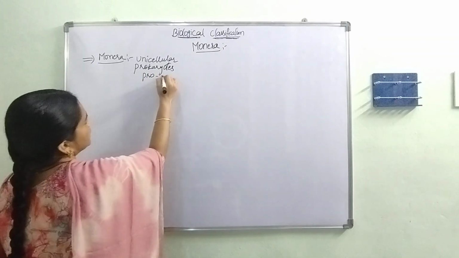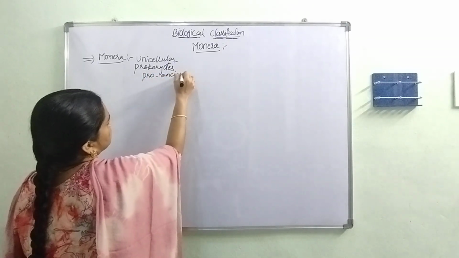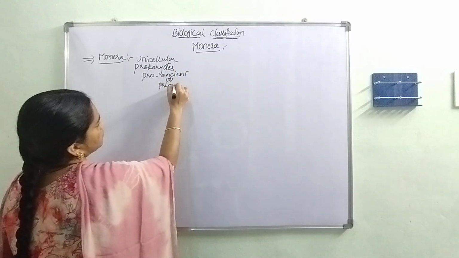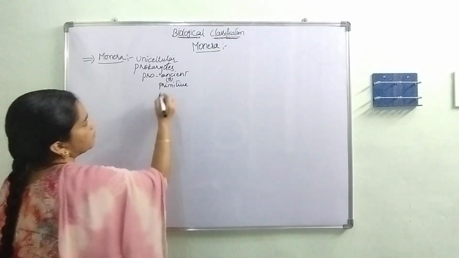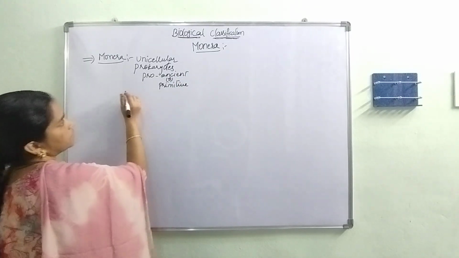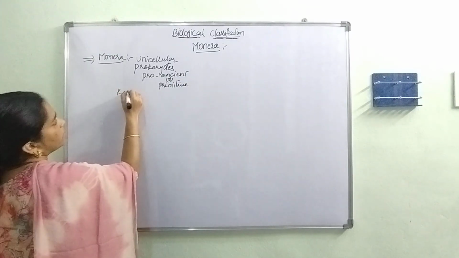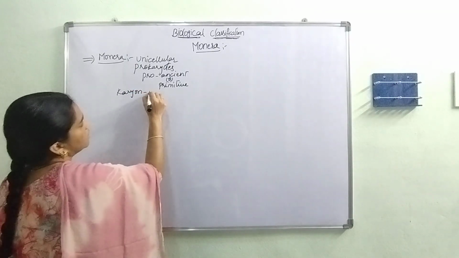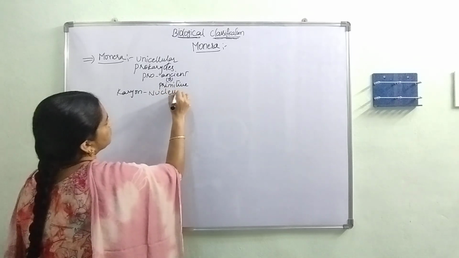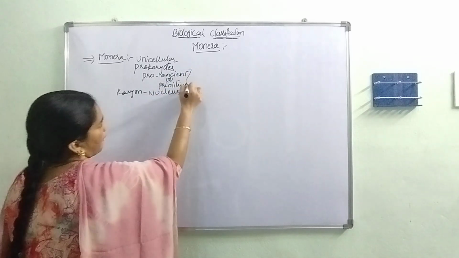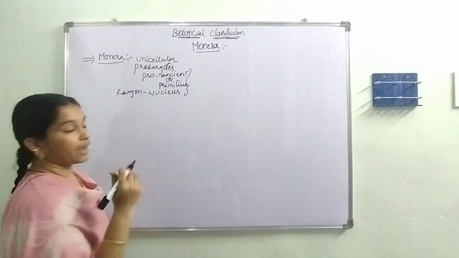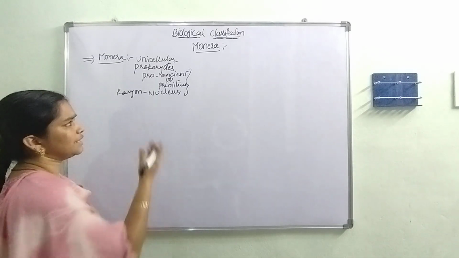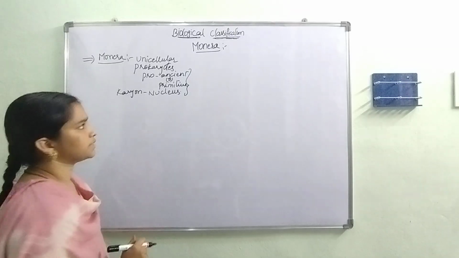Pro means ancient or primitive. Primitive means first. Next, karyote, or carrion, is the nucleus. So prokaryotes are organisms with a primitive nucleus, or these organisms are ancient ones.